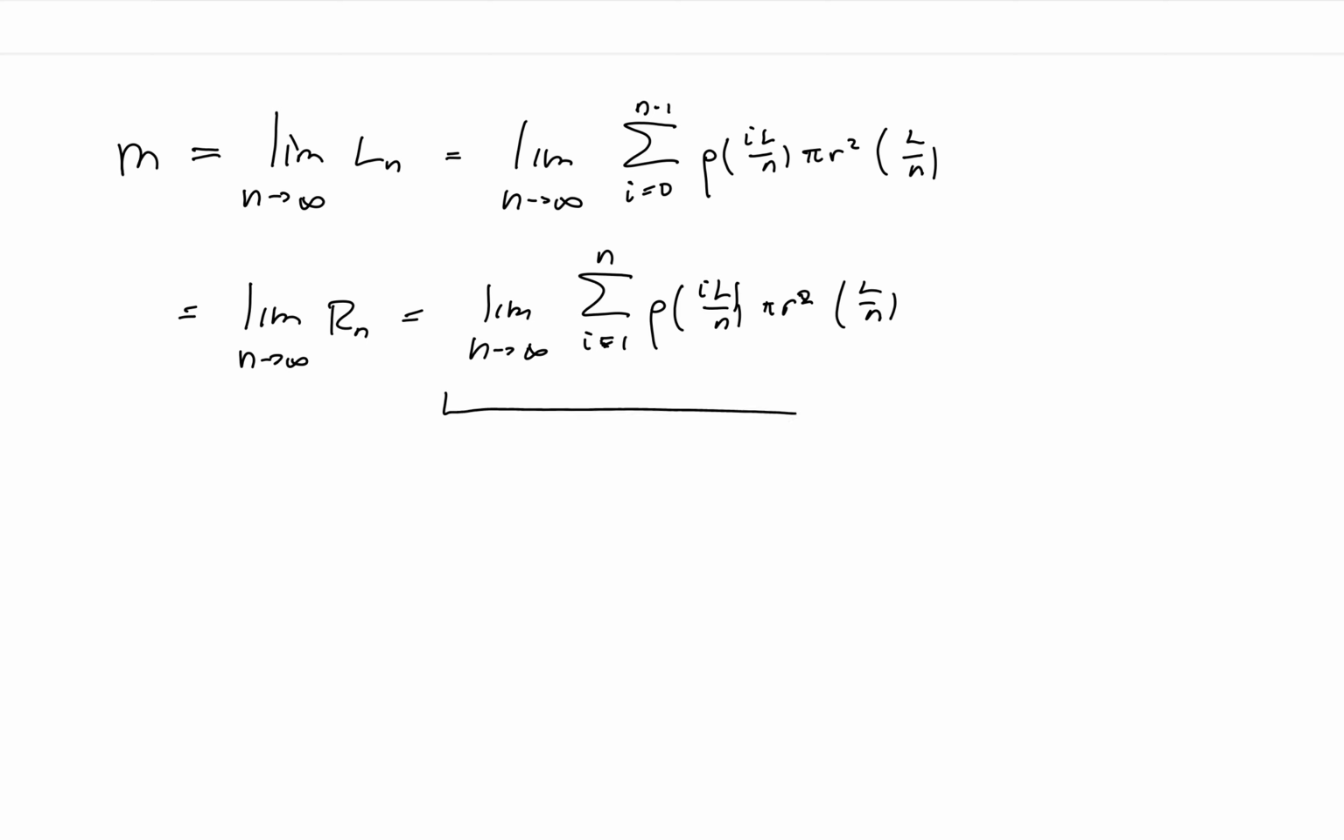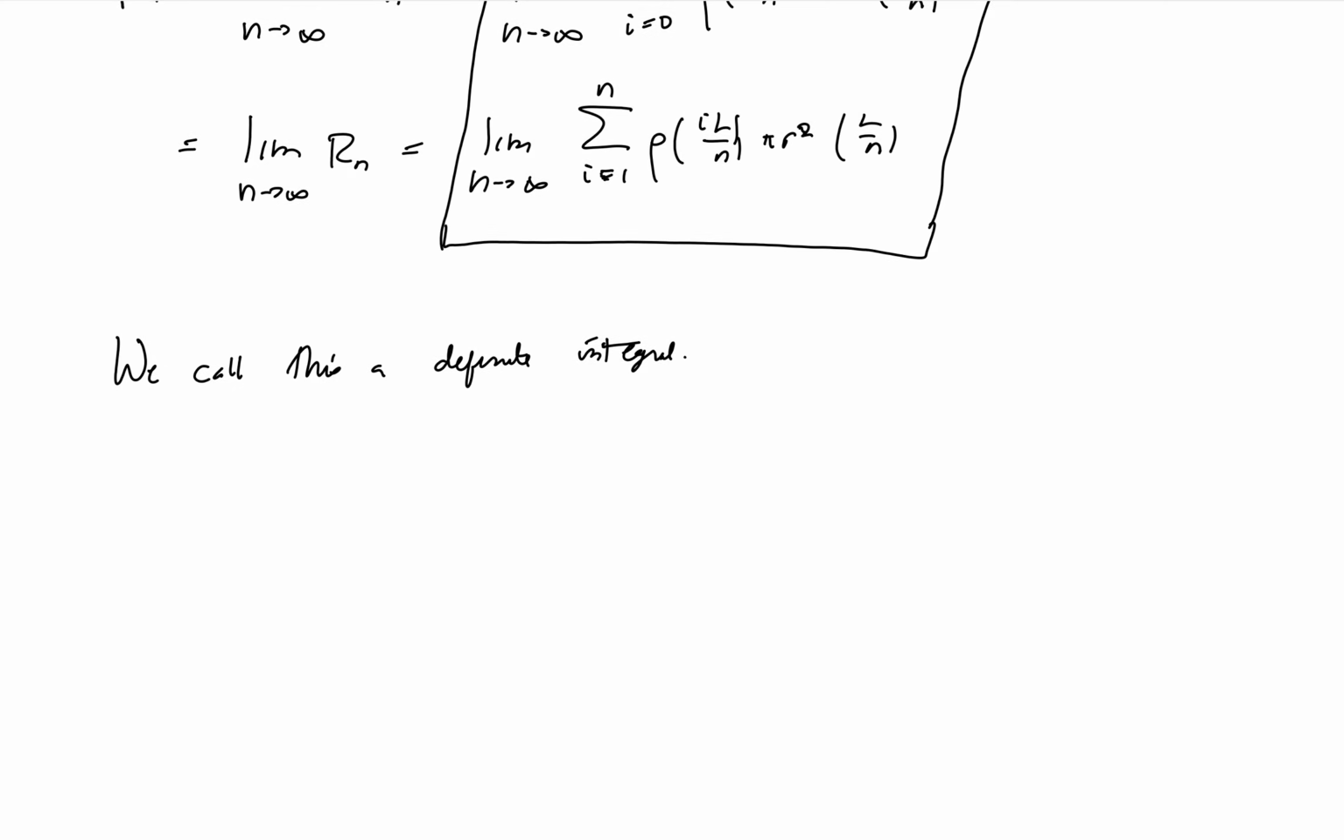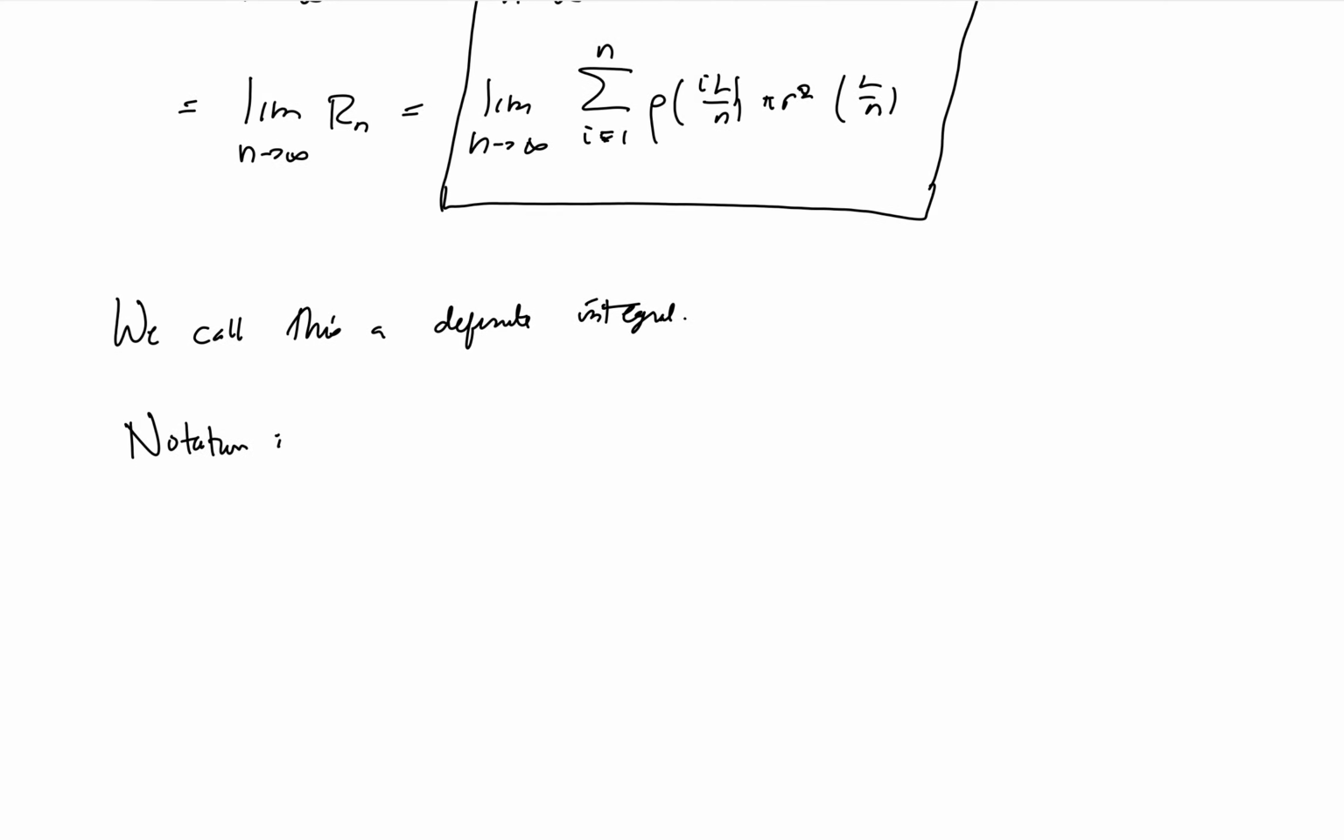So this thing here and these things, let's just put them together, they're equal because they're both the mass, and these are what we call a definite integral. So before you take the limit, they're Riemann sums. After you take the limit, they're a definite integral. And our notation for this, so we don't have to write out this limit with the Riemann sums every time, is we write the interval that we're going over. So we're going from 0 to L is what we're breaking up.